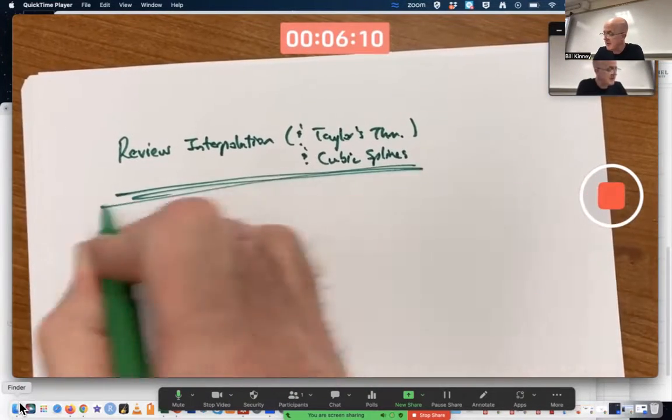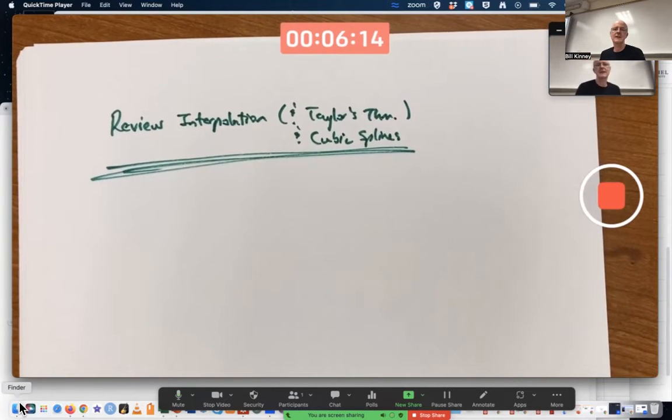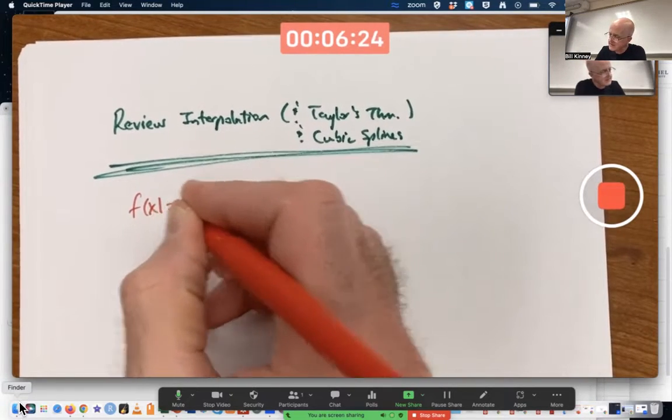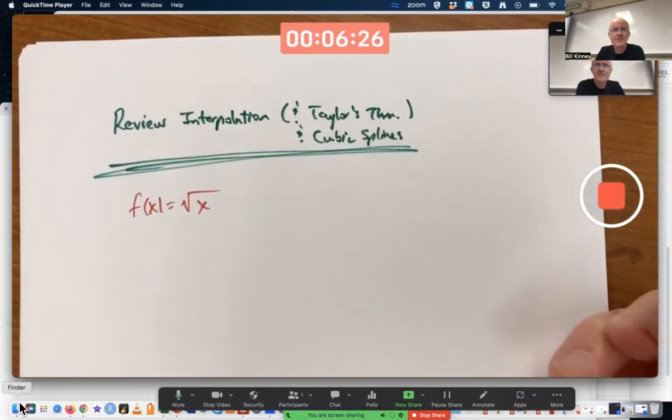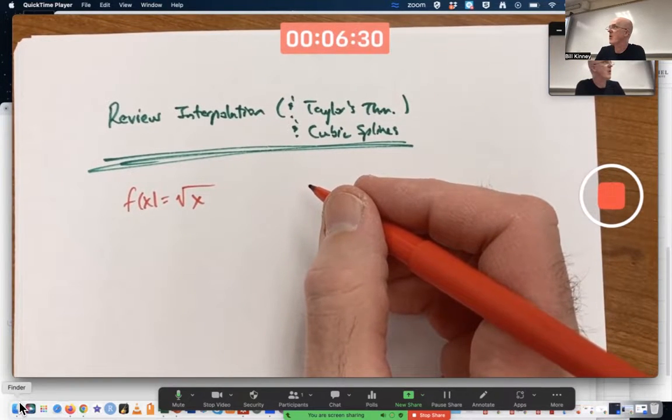So that'll be one new thing that could be on the exam as well, but mostly we'll be reviewing because it'll be fairly time consuming to review everything. And let's consider this stuff in the context of a fairly simple example. F of x equals the square root of x. Let's use 4 nodes.